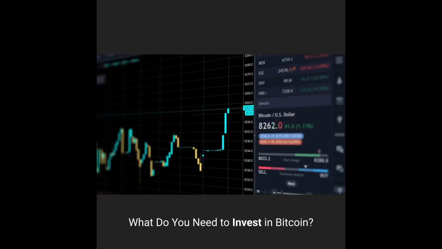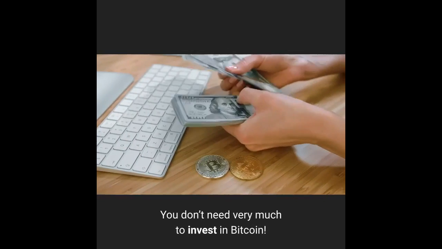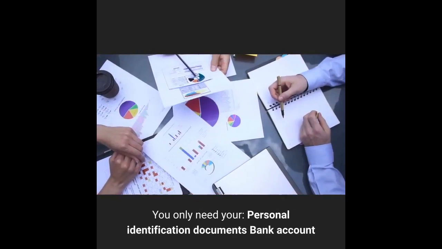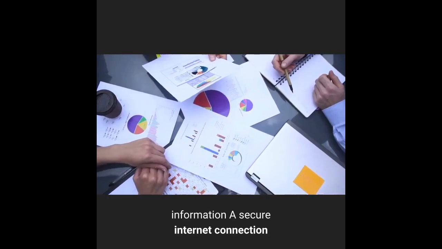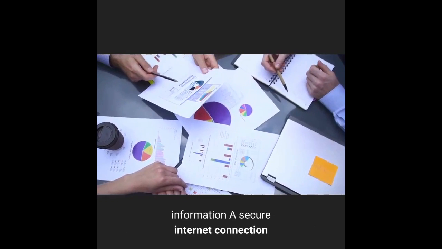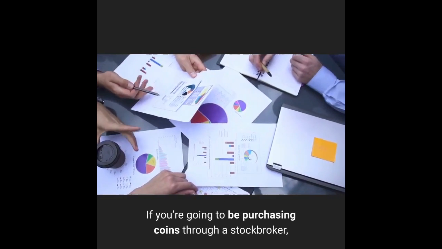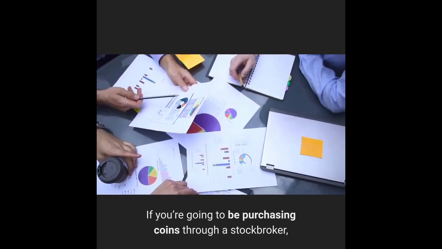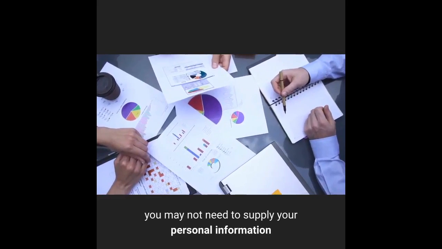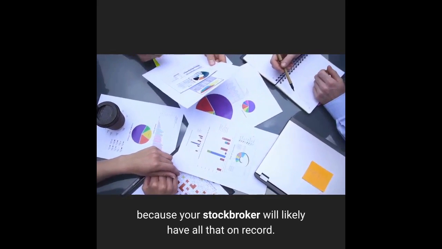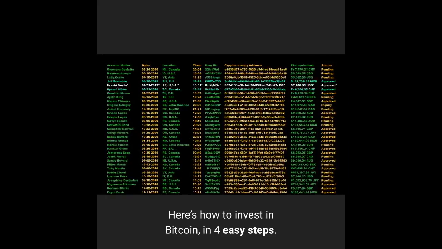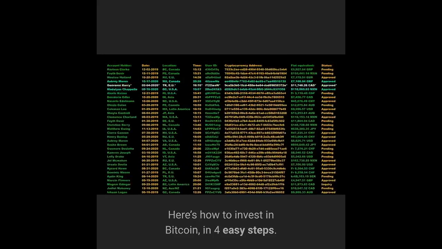What do you need to invest in Bitcoin? You don't need very much to invest in Bitcoin. You only need your personal identification documents, bank account information, and a secure internet connection. If you're going to be purchasing coins through a stockbroker, you may not need to supply your personal information or financial information because your stockbroker will likely have all that on record. Here's how to invest in Bitcoin, in 4 easy steps.